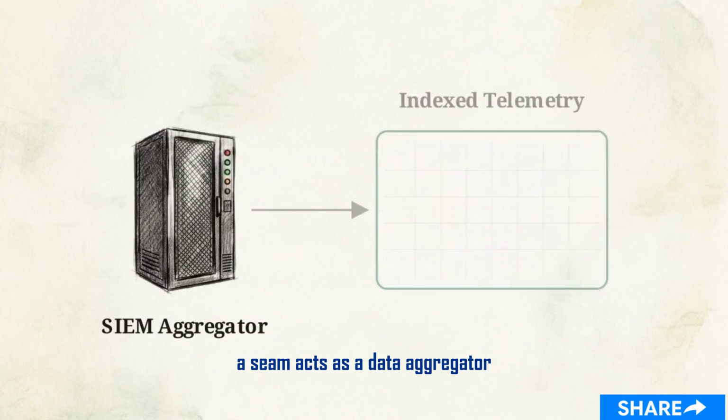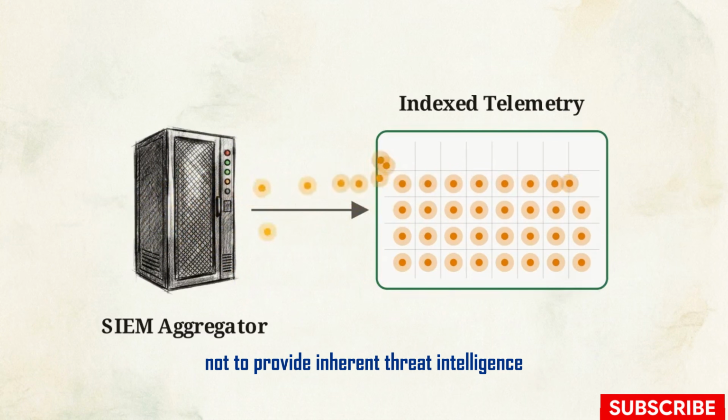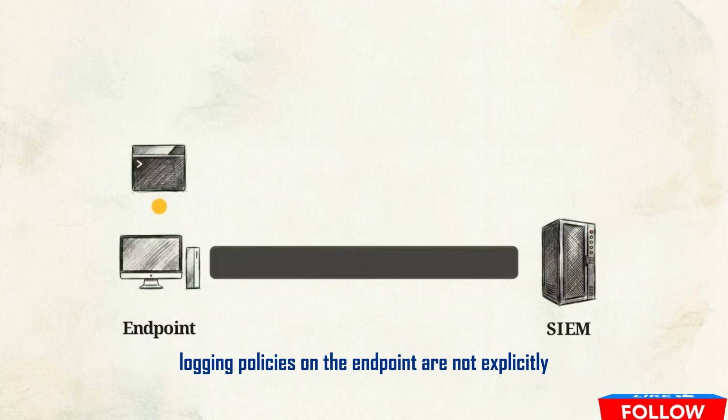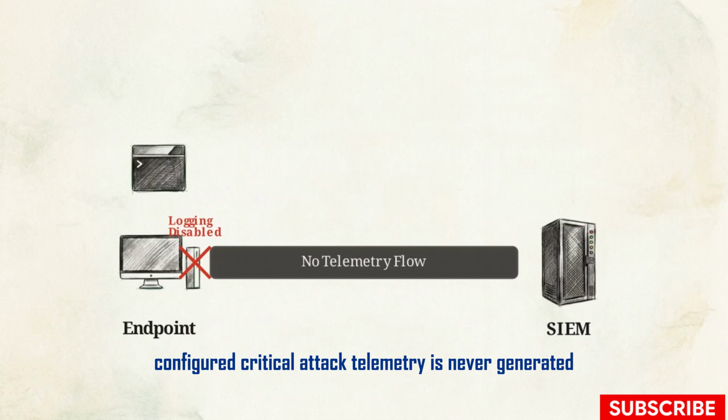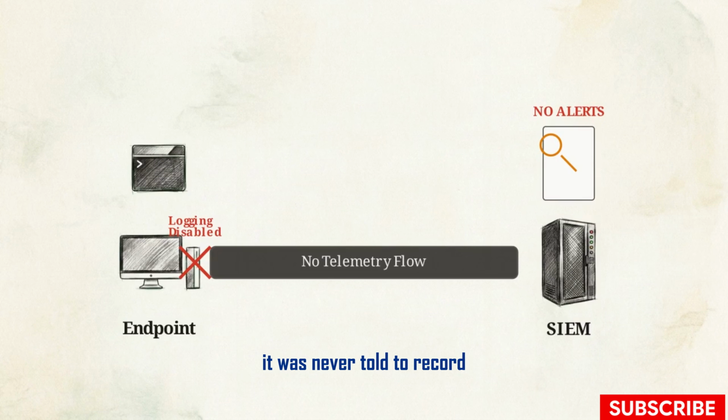A SIEM acts as a data aggregator. Its primary function is to store and index telemetry, not to provide inherent threat intelligence. If the native logging policies on the endpoint are not explicitly configured, critical attack telemetry is never generated. The SIEM cannot report on activity it was never told to record.